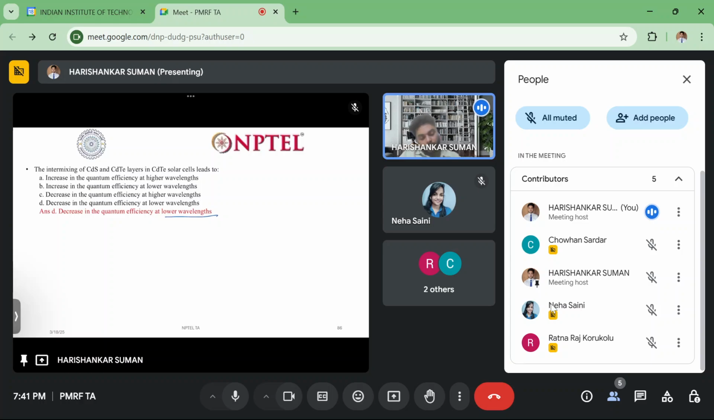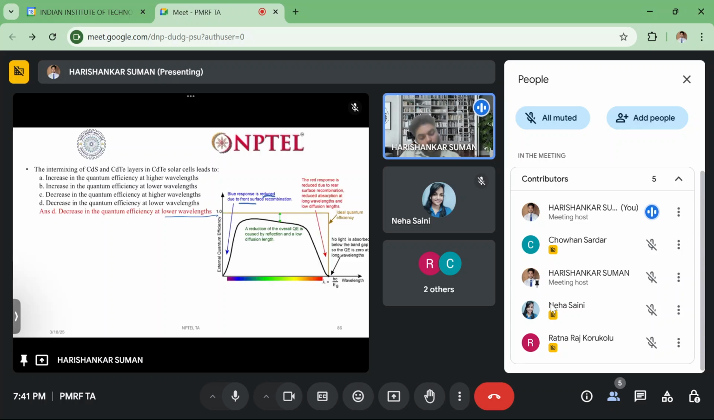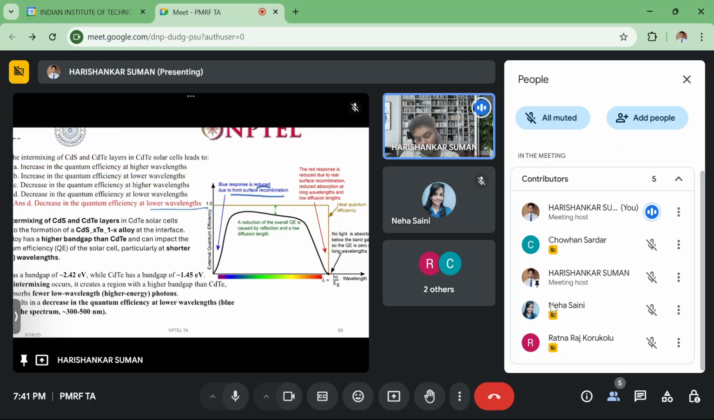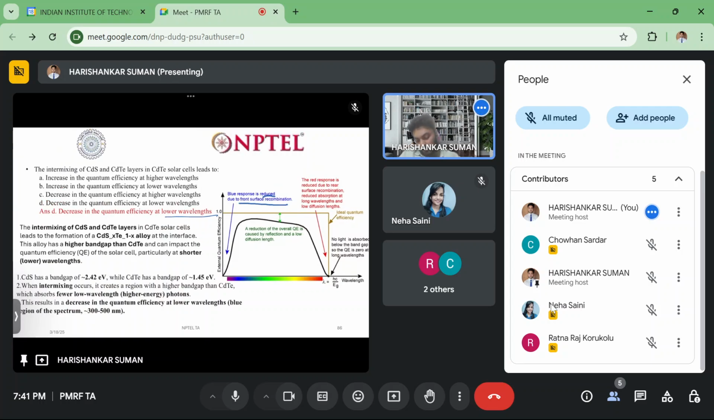You can see the response. Blue response is due to the front surface recombination, and red response is due to the rear surface recombination. So explanation, you can see intermixing of cadmium sulfide and cadmium telluride leads to the higher band gap. Okay, shorter wavelengths this side.